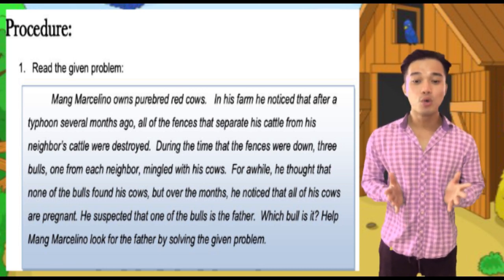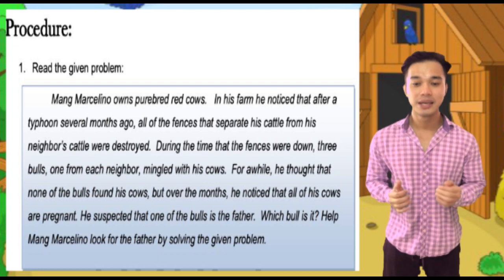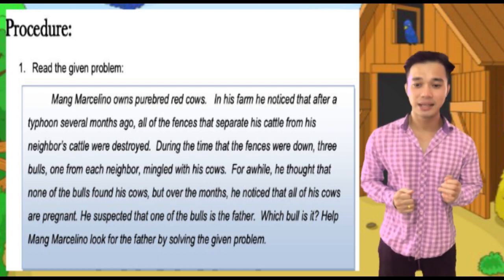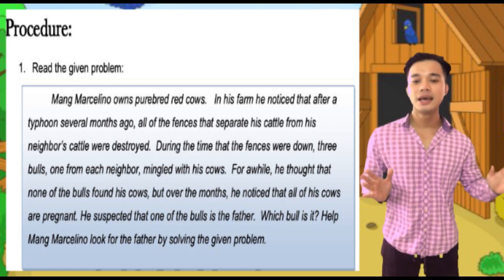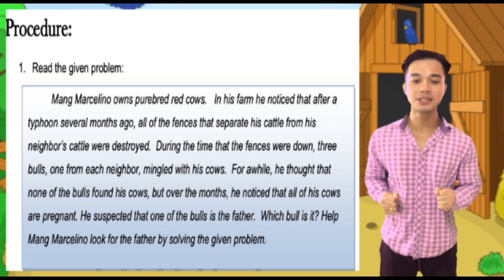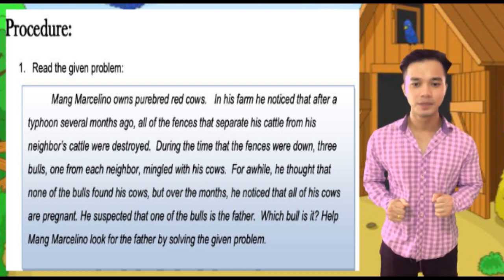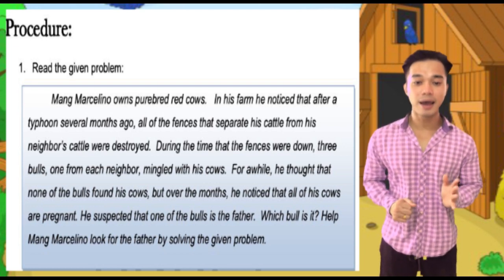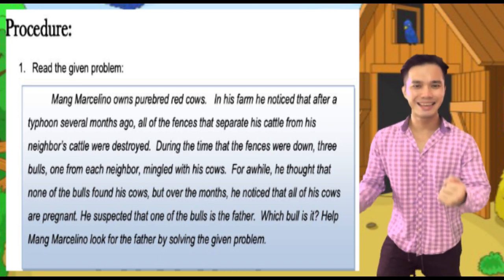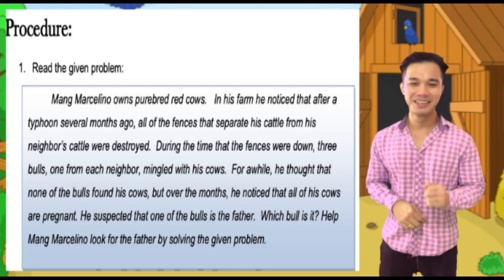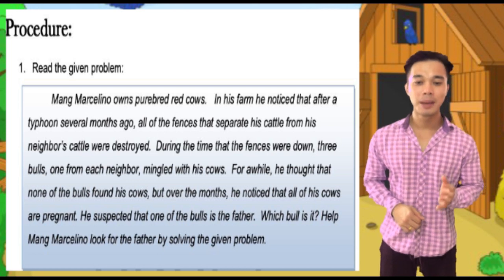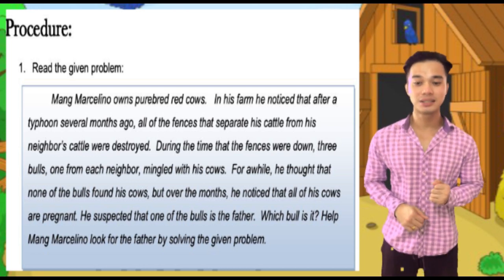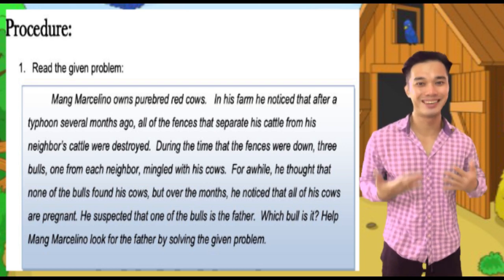Mang Marcelino owns purebred red cows. In his farm, he noticed that after a typhoon several months ago, all of the fences that separate his cattle from his neighbor's cattle were destroyed. During the time that the fences were down, 3 bulls, one from each neighbor, mingled with his cows. So for a while, he thought that none of the bulls found his cows, but over the months, he noticed that all of his cows are pregnant.